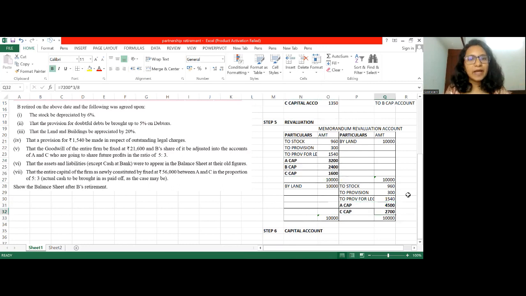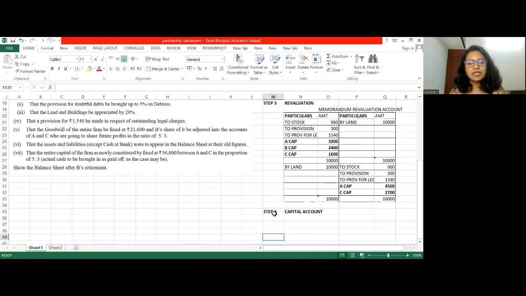So what is the impact? New ratio minus old ratio is your gaining ratio. The impact is that in the gaining ratio, A and C will compensate B through the capital account. So no revaluation of assets is done. Whatever is the revaluation profit or loss, it gets adjusted through the capital accounts. So this is how this has to be approached. The first part will be in the old profit sharing ratio, and then reverse all the entries and divide the profit or loss in the new profit sharing ratio among the capital accounts.